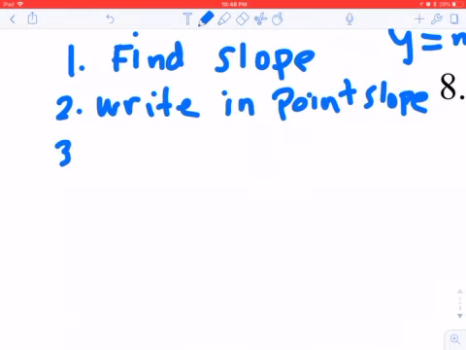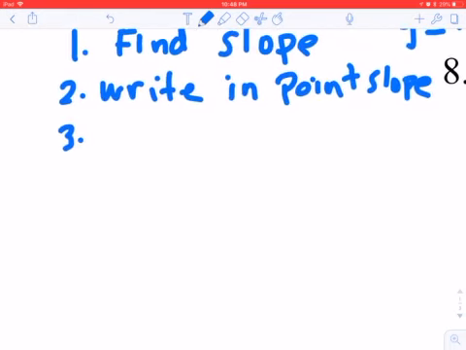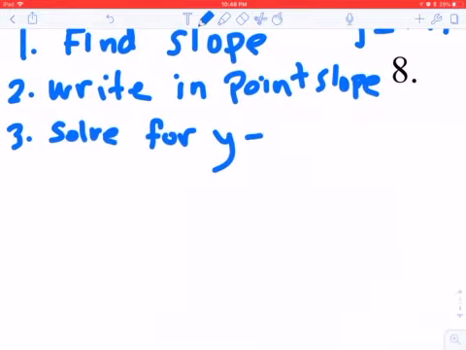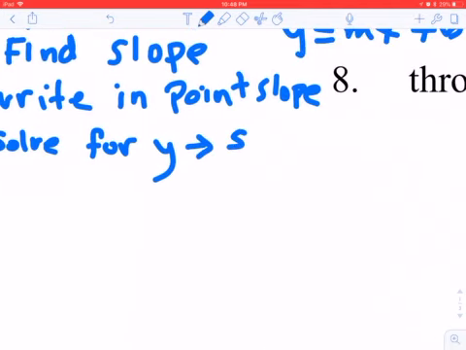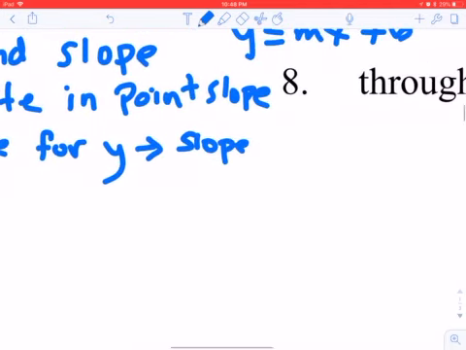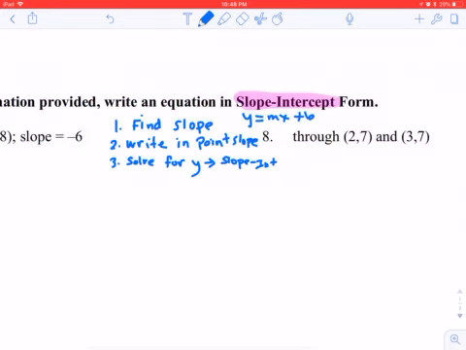And third step, solve for y. And that is going to be your slope-intercept. So 3 steps you have to do.